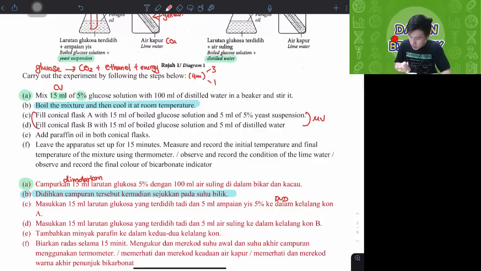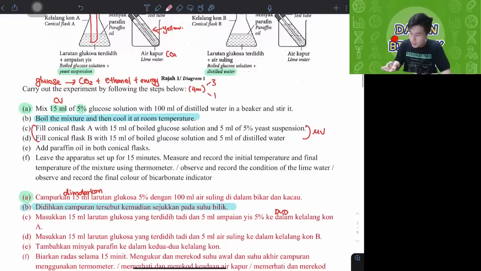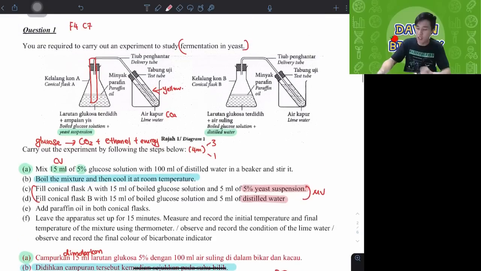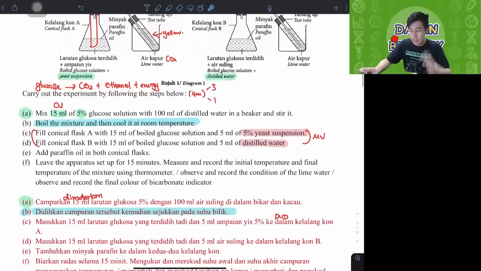So you can see in 1 conical flask I put yeast, in 1 I put distilled water. So as long as you mention your MV, which is yeast and water, you mention these 2, then you get marks for MV already. Then I add paraffin oil in both conical flasks. So why do I need to put paraffin oil? This is to prevent oxygen from dissolving in the solution, because remember we are carrying out fermentation, we don't want oxygen. Then I leave the apparatus for around 15 minutes.